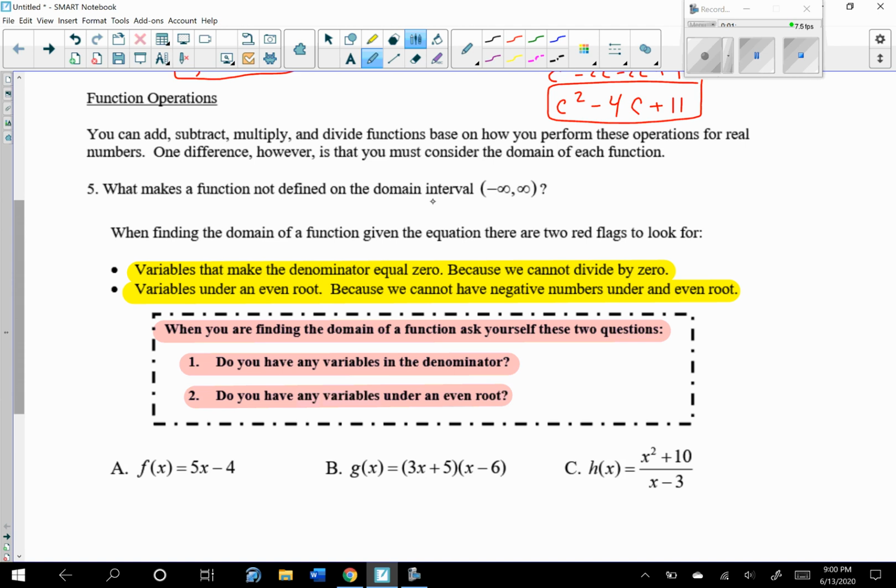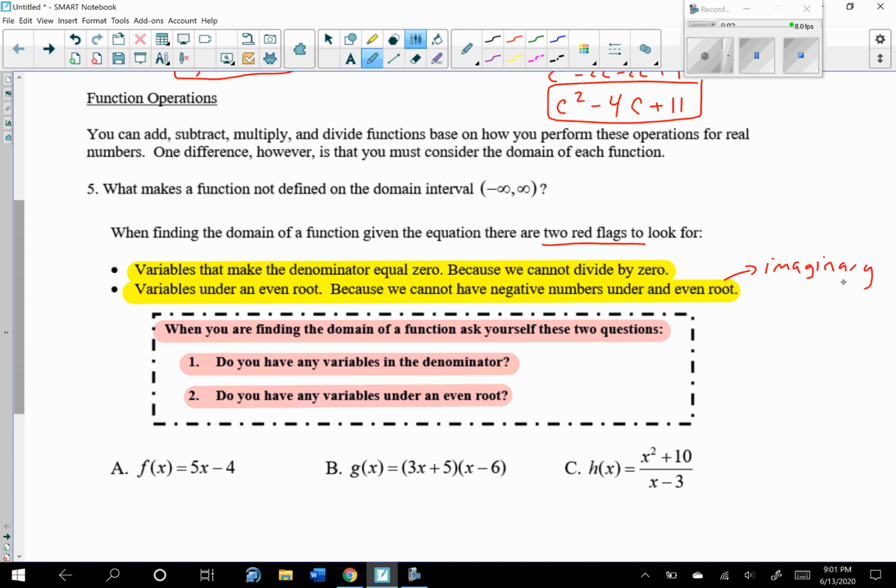So when you're finding the domain of a function, given the equation, there are 2 red flags that you're looking for, and we talked about this the other day. Variables that make the denominator equal to 0. Why? Because we can't divide by 0. And variables underneath an even root. Why? Because we cannot have a negative number underneath an even root, because remember that gives us imaginary solutions.